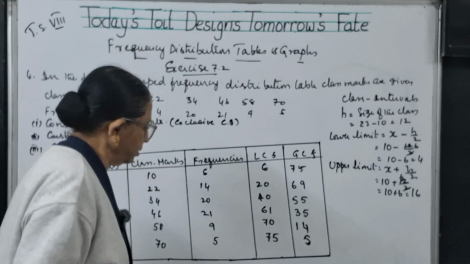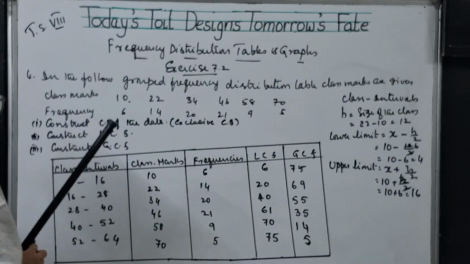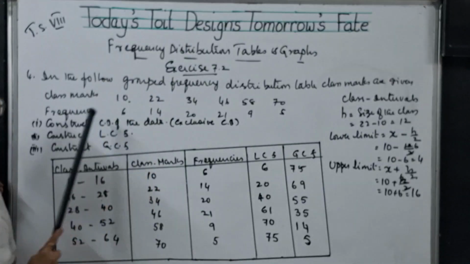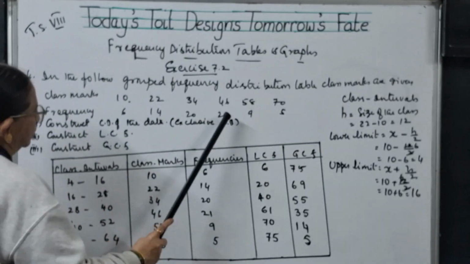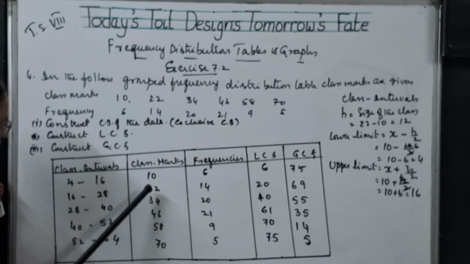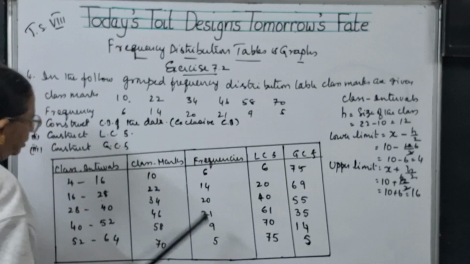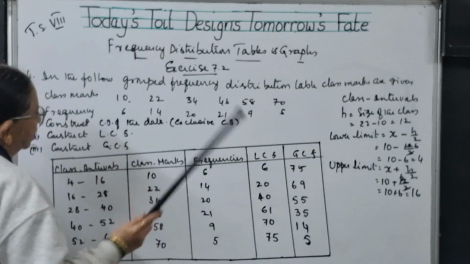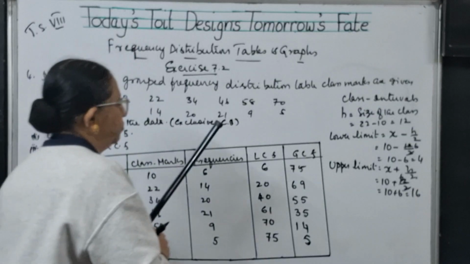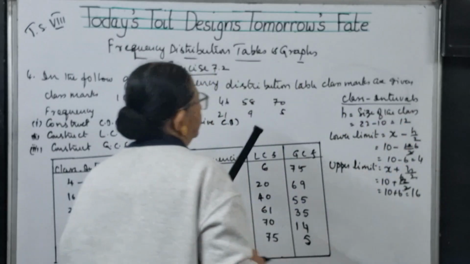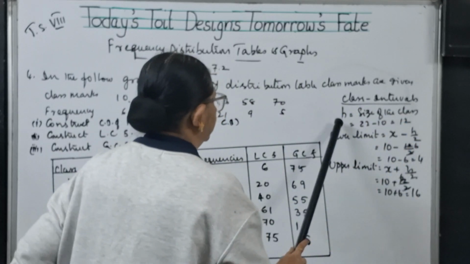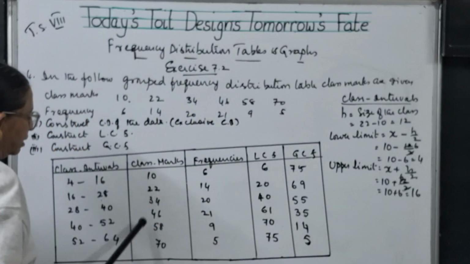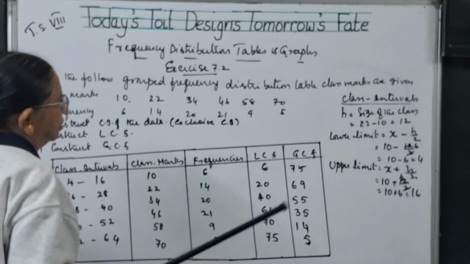So once again, see, they have given class marks: 10, 22, 34, 46, 58, 70, and frequencies 6, 14, 20, 21, 9, 5. So class marks I have written, frequencies I have written. Now the first one, construct class intervals of the data. Exclusive type of class interval they asked. So, how will you write class intervals? To find out class intervals, first you should know what h is. H is the size of the class. How will you find out the size of the class? By using class marks. 22 minus 10, that is 12.